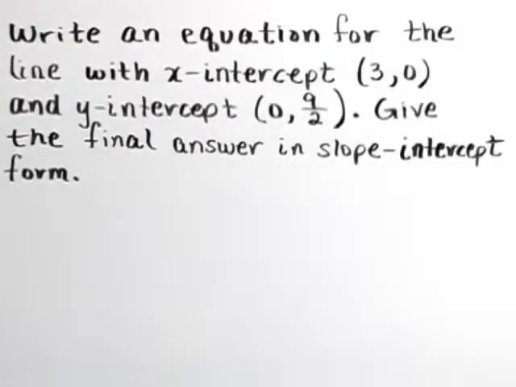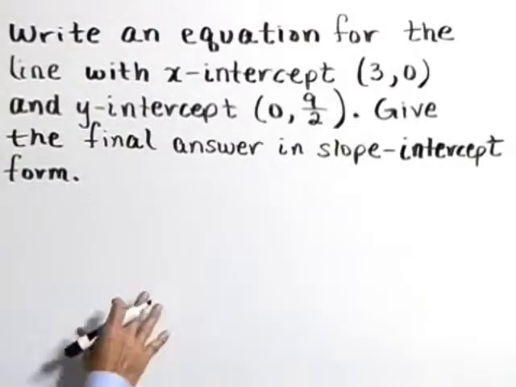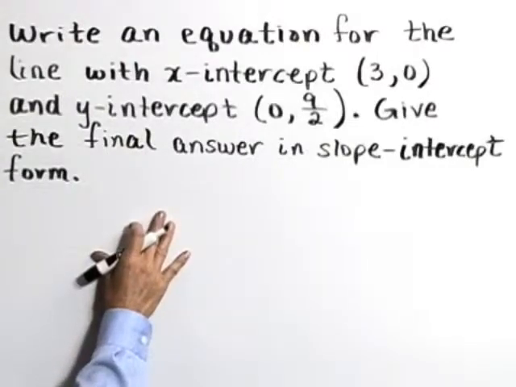Write an equation for the line with x-intercept (3, 0) and y-intercept (0, 9/2). Give the final answer in slope-intercept form. To write the equation of a line, we need two pieces of information. We need to know a point and the slope.